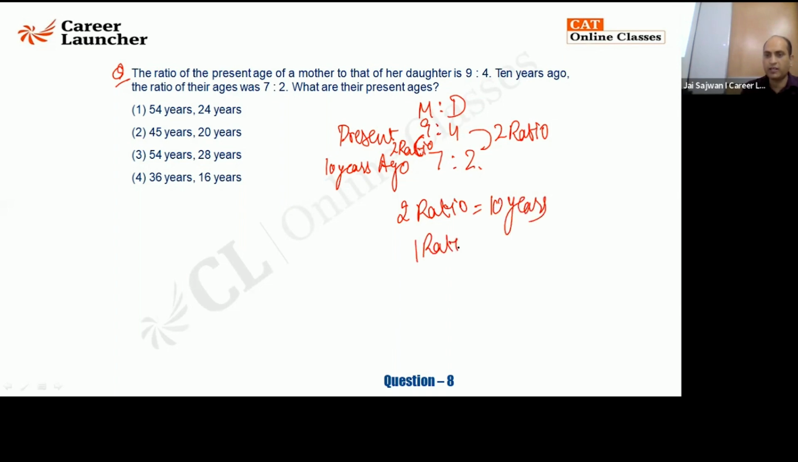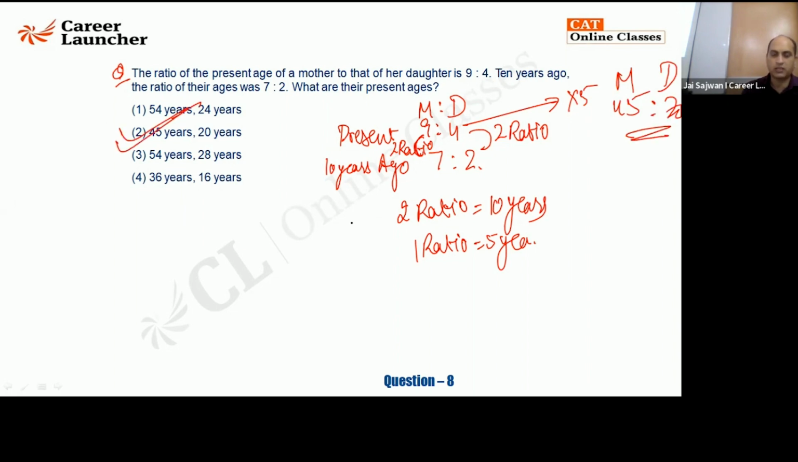So can I say 1 ratio is equal to 5 years here? So my dear, we want to find out the present ages. I'll multiply them by 5. Mother will come out to be 45 and daughter will come out to be 20 years. So that's why the second option is coming out to be correct.